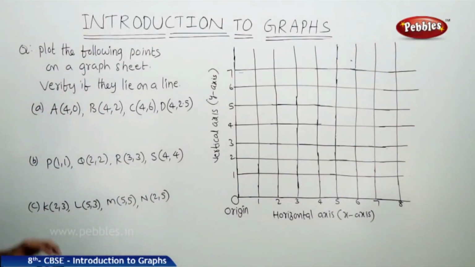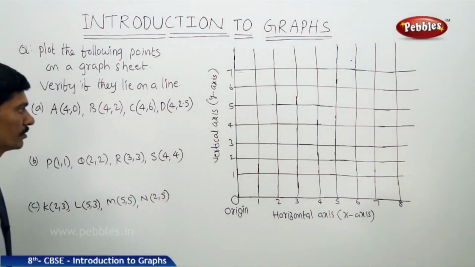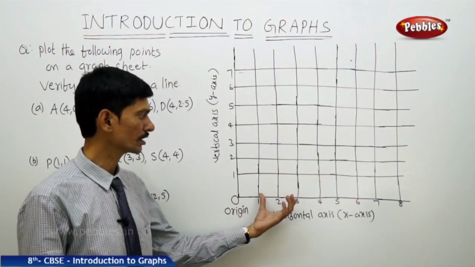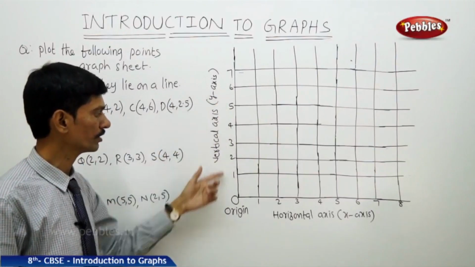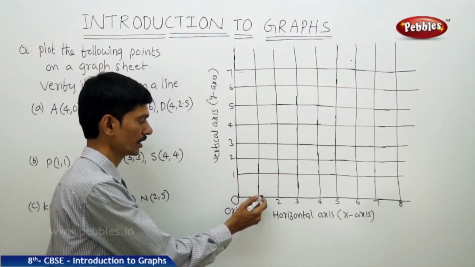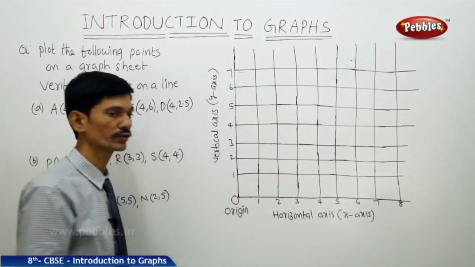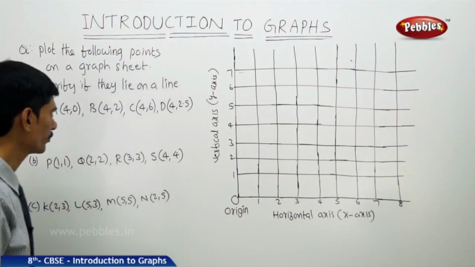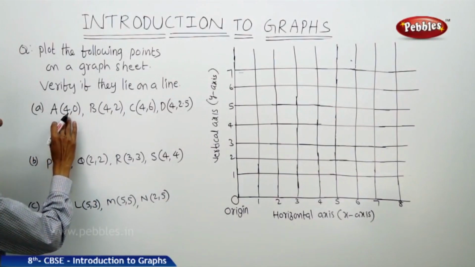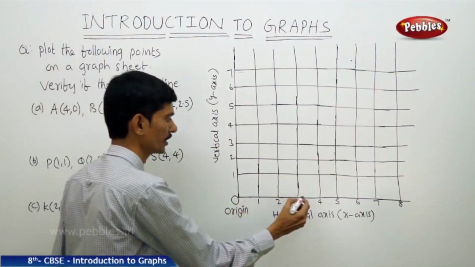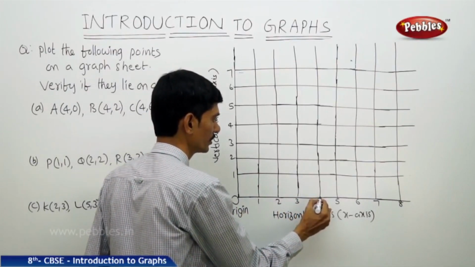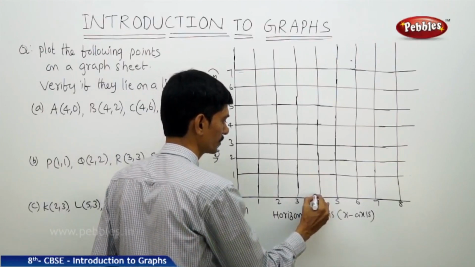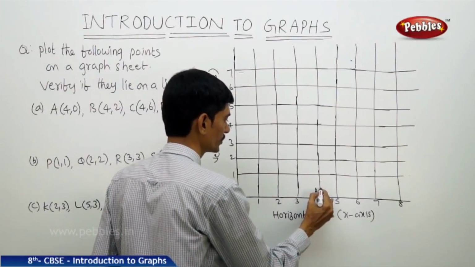Now the question is, plot the following points on a graph sheet, verify if they lie on a line. As you know, the horizontal line in the graph sheet is called x-axis and the vertical line is called y-axis, and the point of intersection of these two, x-axis and y-axis, is called origin, denoted by O. Now if you locate the points on the graph sheet, the first point is 4 comma 0. So on the x-axis 4 and y-axis 0 means it lies on the x-axis. So that point is 4 comma 0.